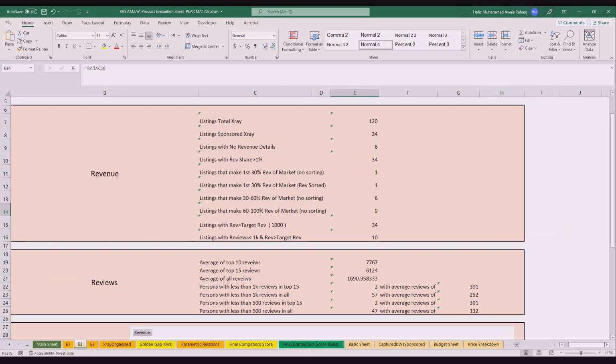For details, we go to sheet E2 and here you can see revenue, review and ratings from different angles. Like here, almost 30% of market revenue is captured by only one seller. Here is huge revenue dominancy. We usually avoid such products unless we find some other gap. We can ignore this 30% of revenue if there is even distribution of revenue after that, but here is no even distribution after that as well.